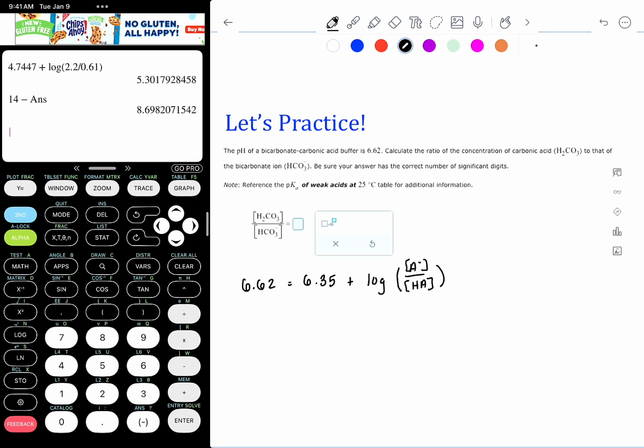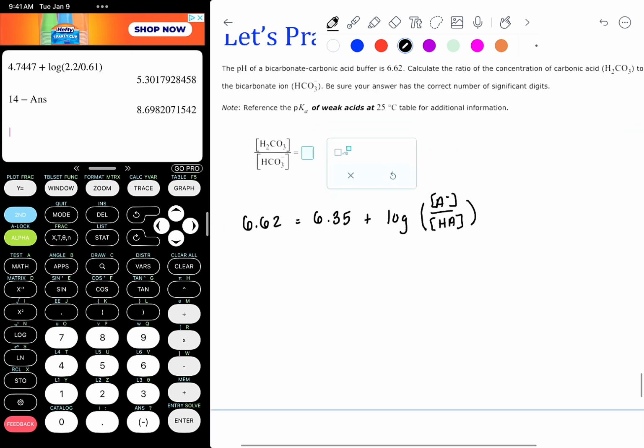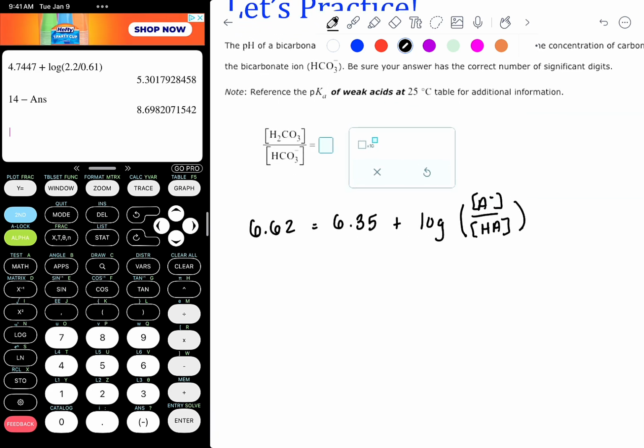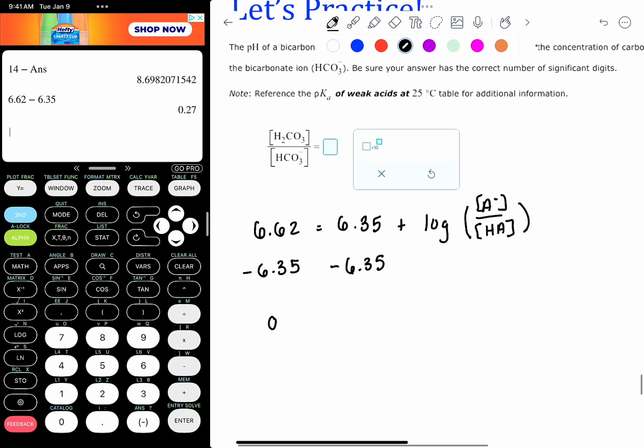Okay, so now we can simplify. In order to simplify, we are going to get this log portion on its own, because that's where our unknown is. So we'll take 6.62 and subtract 6.35 from both sides. So 6.62 minus 6.35 gives us 0.27, which is equal to the log of the A minus concentration over the HA concentration.